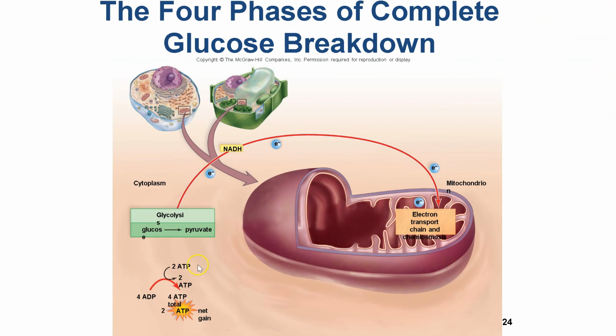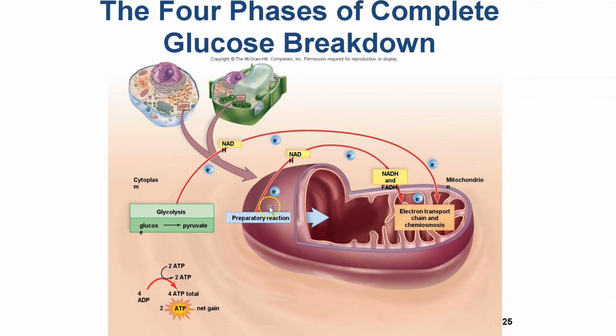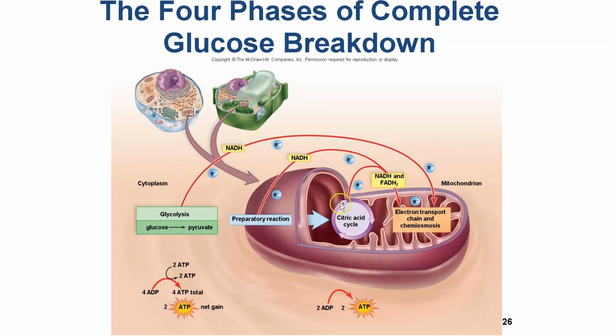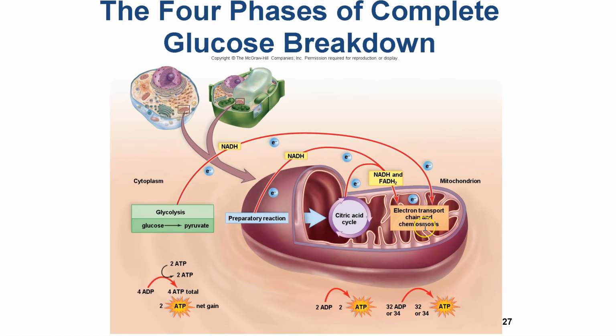A couple of pictures here. Here's glycolysis, and it happens in the cytoplasm. If oxygen is around, the preparatory reaction happens, so those pyruvates go inside the mitochondria. Then the Krebs cycle happens within the matrix, the very innermost part of the mitochondrion, and then the ETC over here. Net gains are always important to understand. You get 2 here, and 32 to 34 there. There's a difference because it takes energy to pump this stuff out, so that's where the difference comes from. That's kind of what we're looking at.